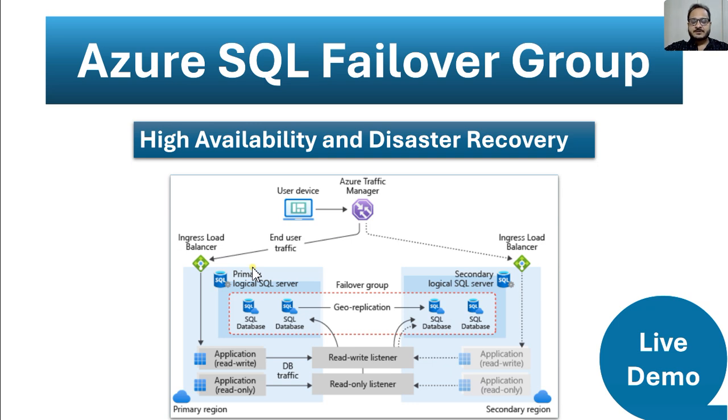There are two options which you can configure. First is automatic failover, for which you have to configure some kind of policies, and another option is manual failover. Let's understand in a little more detail, and then we will see in a demo how it works.